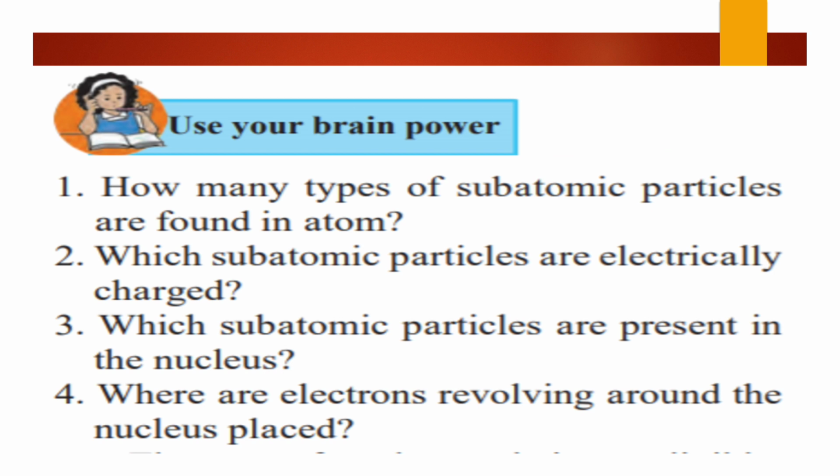Now, some questions are asked over here. How many types of subatomic particles are found in an atom? You know what are subatomic particles: protons, neutrons and electrons. Which subatomic particles are electrically charged? Protons and electrons are electrically charged. Which subatomic particles are present in the nucleus? Protons and neutrons are present in the nucleus. And where are the electrons revolving around the nucleus placed? The electrons are revolving in the extranuclear space of an atom.